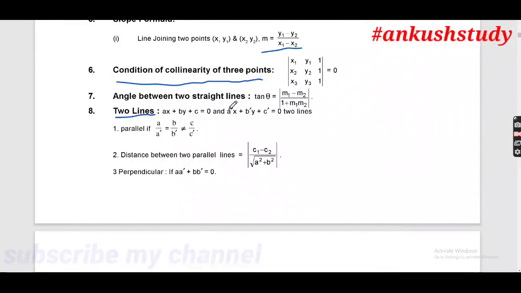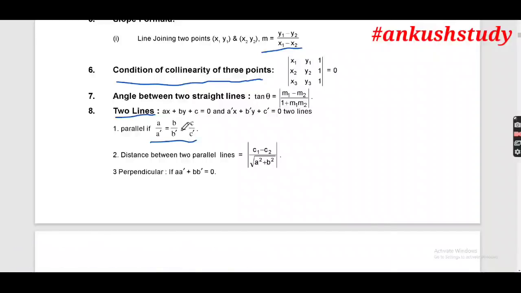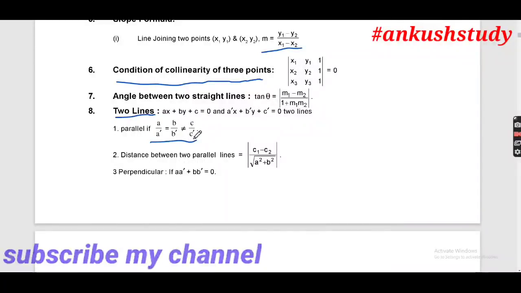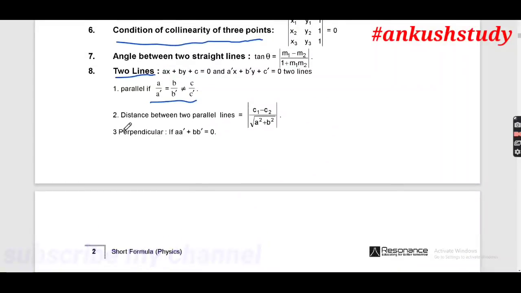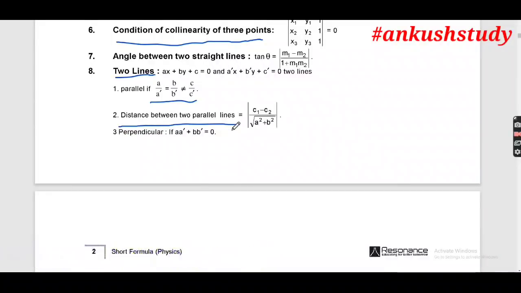For the lines ax plus by plus c equals 0, and a dash x plus b dash y plus c dash equals 0, if the two lines are parallel, this formula will come: a upon a dash is equal to b upon b dash, which is not equal to c upon c dash. The distance between two parallel lines is equal to (c1 minus c2) upon root of a square plus b square. And this is the perpendicular.